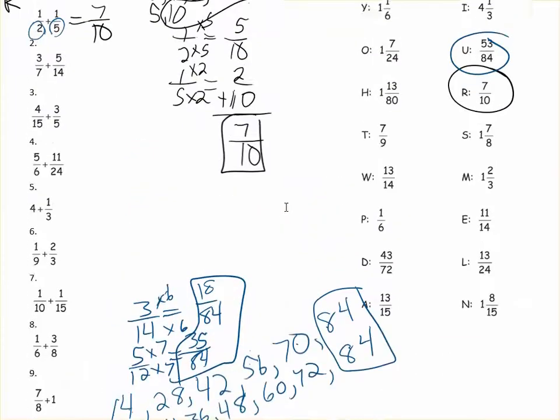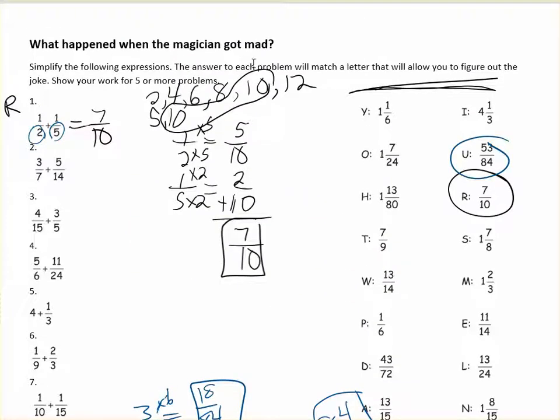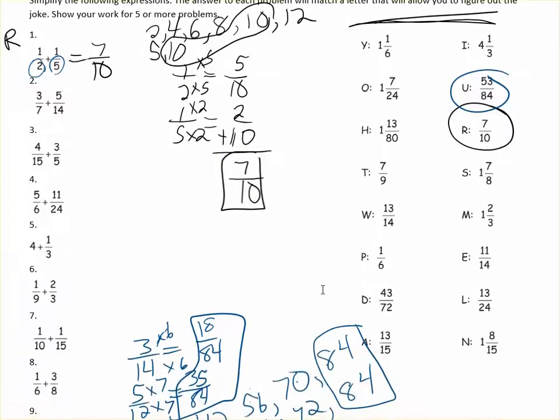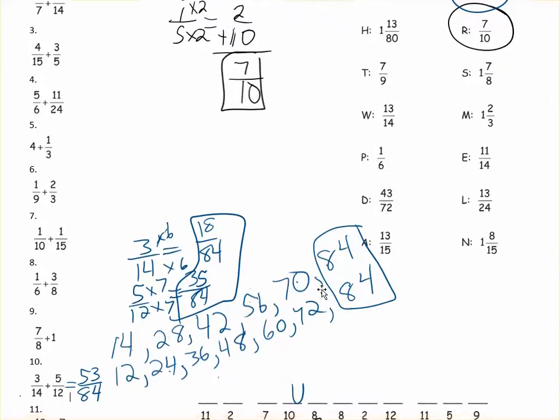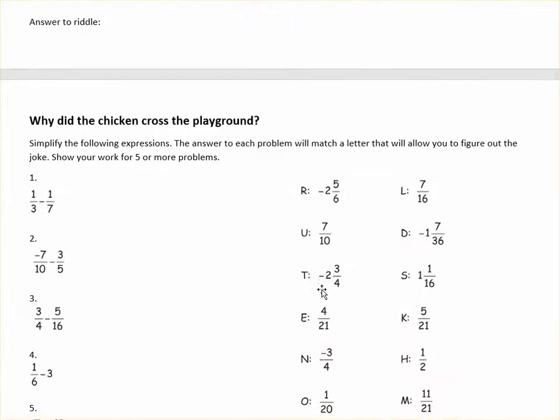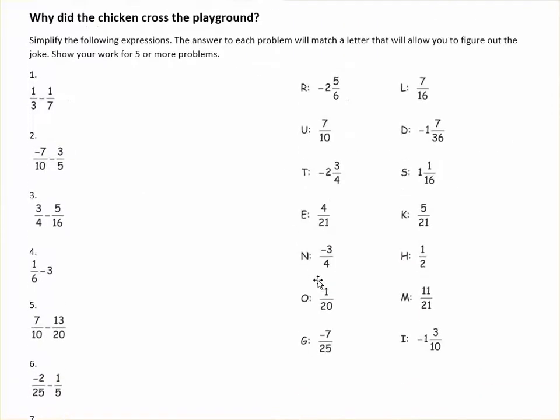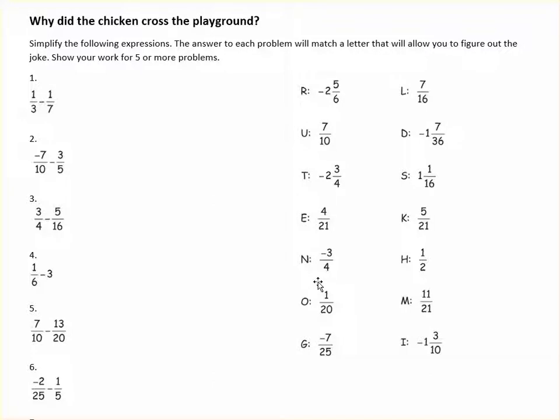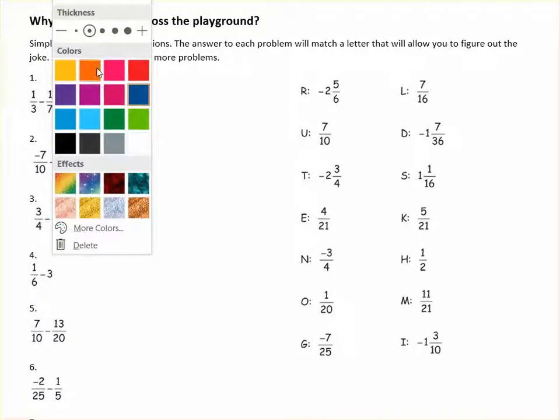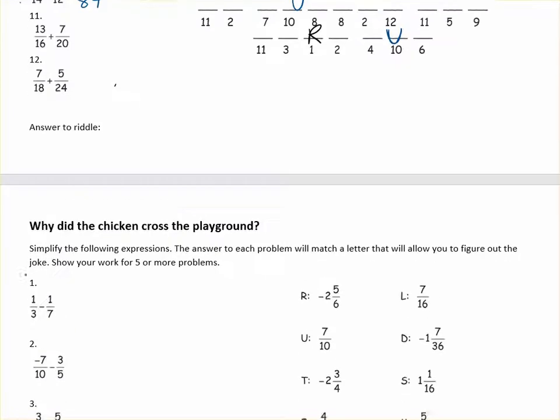And when you're all done, you'll be able to answer the question, what happened when the magician got mad? It should make sense. Alright, on the next part, you're going to do pretty much the same thing, except these are subtracting fractions. So you still need to get a common denominator, and then you subtract the two numerators, the first numerator minus the second numerator. Let's do how about number 5?